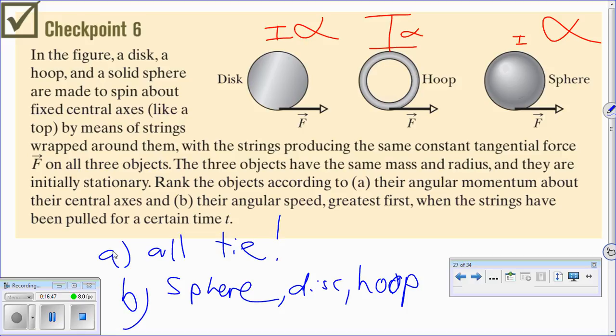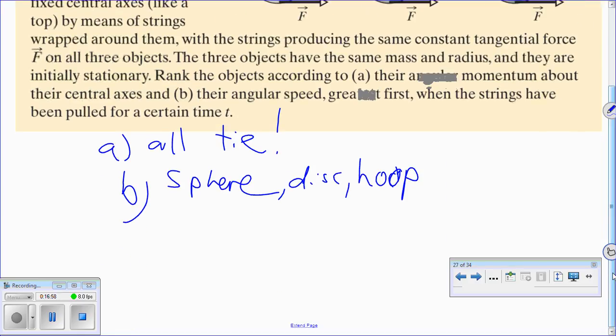Make sense, you guys? All right. Any questions? If it helps you think of it at all, swap this over to linear.